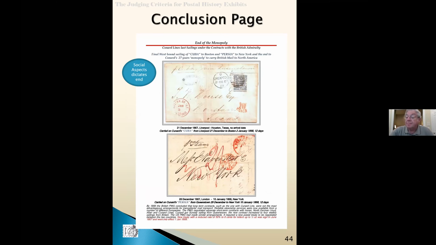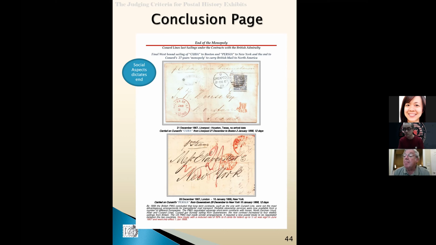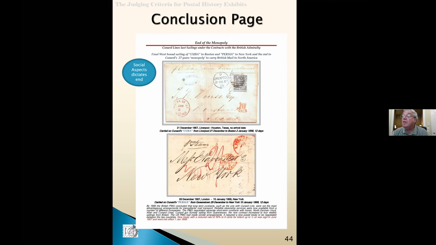Conclusion page. This is the only time we're going to talk about conclusion page, because the conclusion page is basically dependent upon what storyline you're telling. This is the page with the end of the monopoly as the running heading. And the page heading says Cunard last sailings, final westbound voyage of the Cuba to Boston, and the final westbound voyage of the Persia to New York.